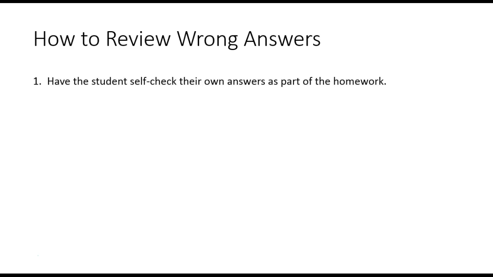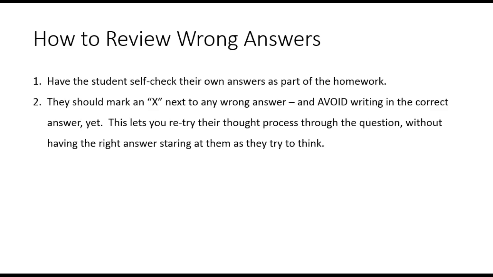When you review wrong answers, have the student self-check their own answers as part of the homework. They go to the back of the book. They see how many questions they got wrong. That's not something to do during the session or for you to do in your own time. Teach them to mark an X next to any wrong answer and avoid writing in the correct answer yet.